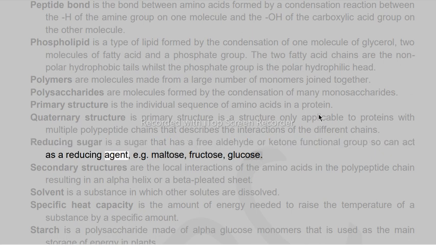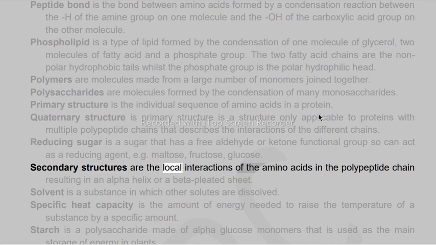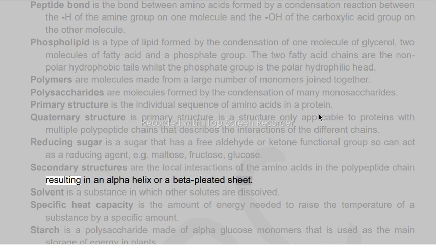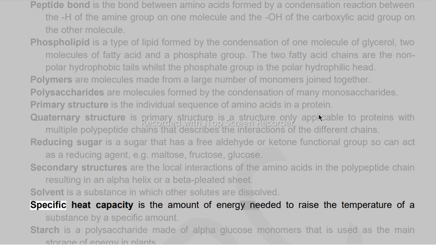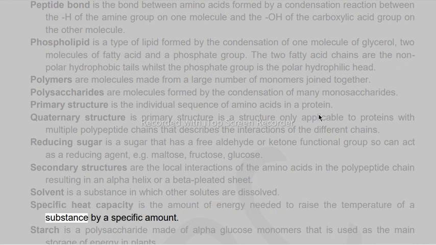as a reducing agent, e.g. maltose, fructose, glucose. Secondary structures are the local interactions of the amino acids in the polypeptide chain resulting in an alpha helix or a beta-pleated sheet. Solvent is a substance in which other solutes are dissolved. Specific heat capacity is the amount of energy needed to raise the temperature of a substance by a specific amount.